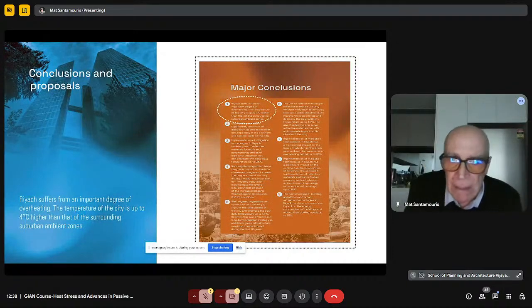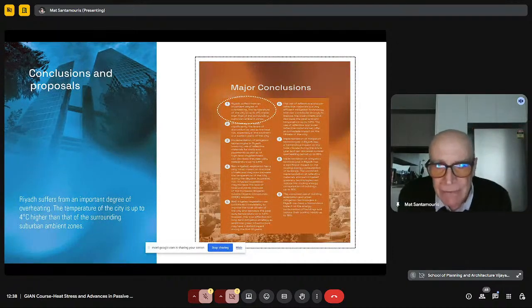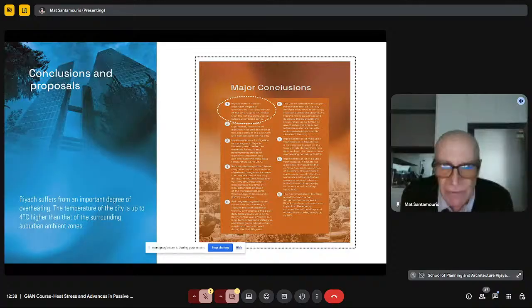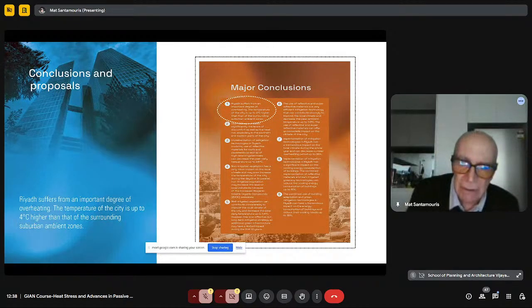In conclusion, the city of Riyadh is a very warm city. And the temperature of the city is up to 4 degrees higher than that of the surrounding, between 3 to 4 degrees. Overheating creates important problems of discomfort. It is impossible during the summer to work outside. You need to have air conditioning.